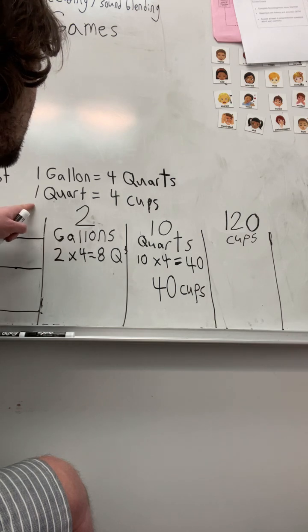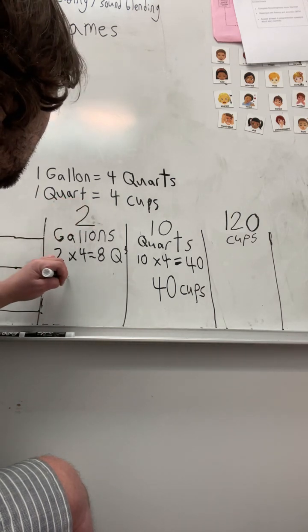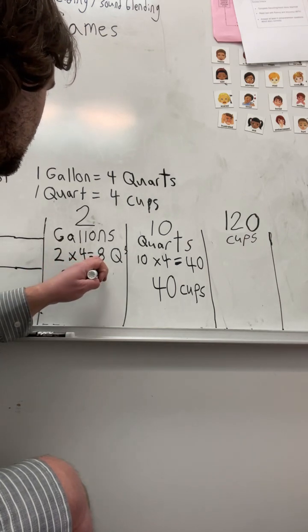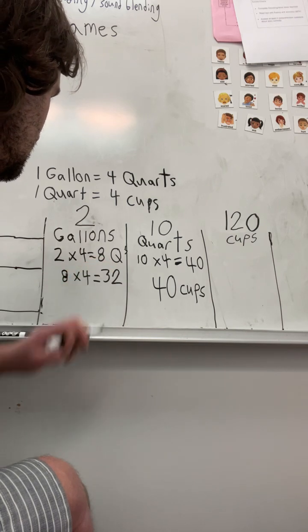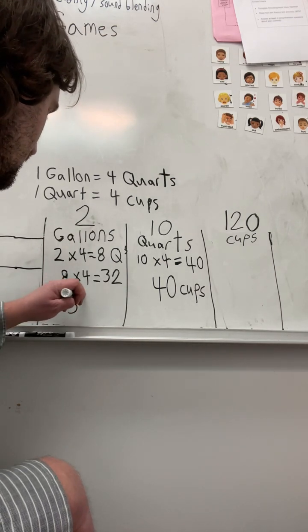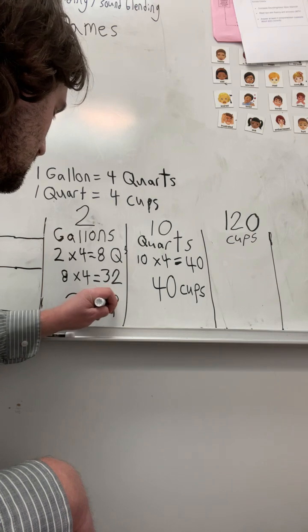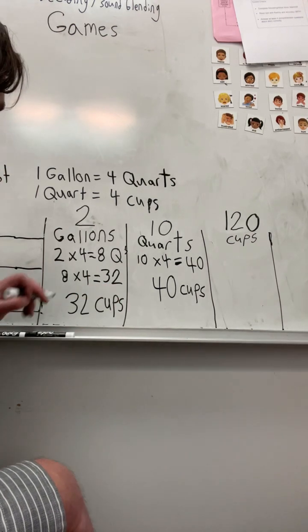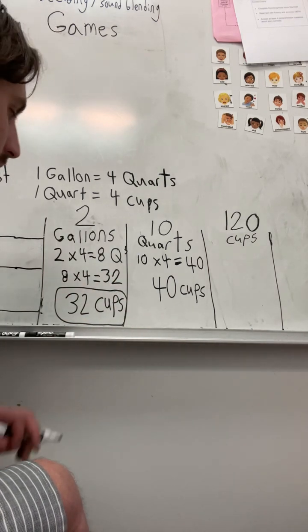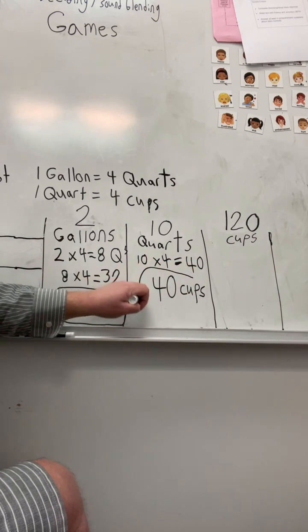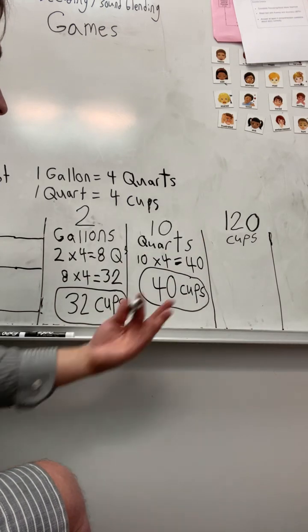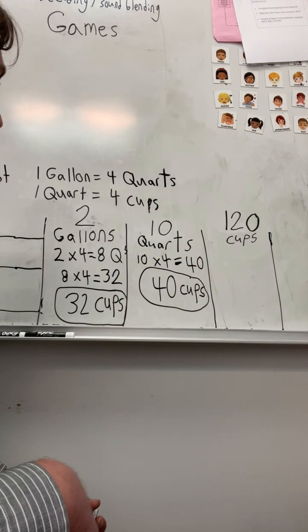Now to figure out how much 8 quarts is in cups, I have to multiply 8 times 4. 8 times 4 equals 32. So 32 cups. So 2 gallons is equal to 32 cups, 10 quarts is equal to 40 cups, and 120 cups, can leave that as on its own. 120 cups is equal to 120 cups.